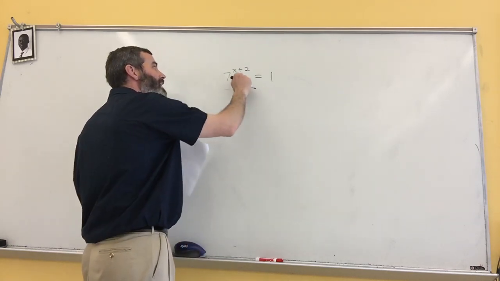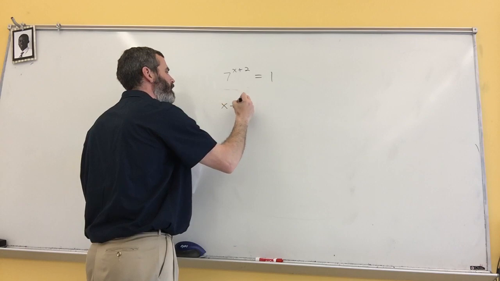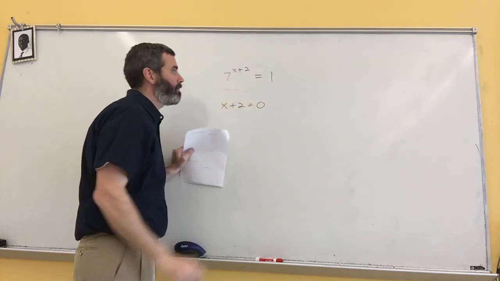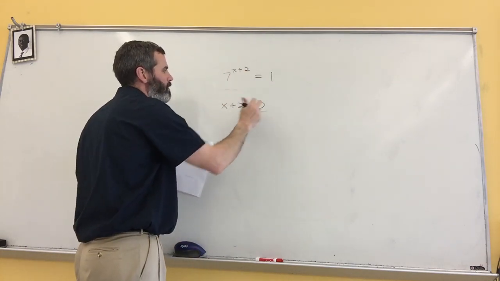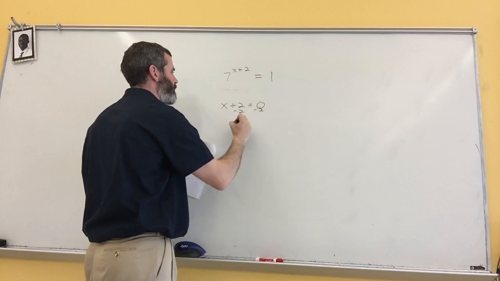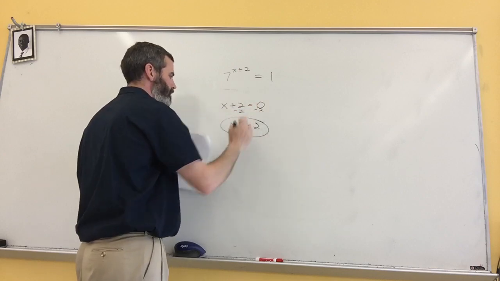So that tells me that x plus 2 is going to have to equal 0. I've got to have a 0 here, so x plus 2 equals 0. Subtract 2 from both sides, x equals negative 2.